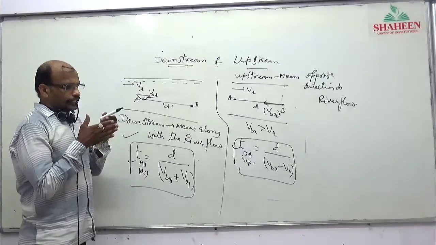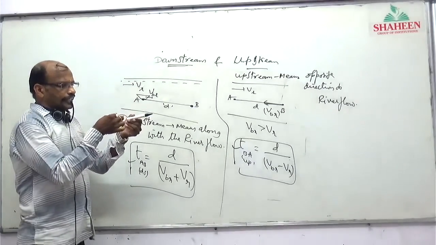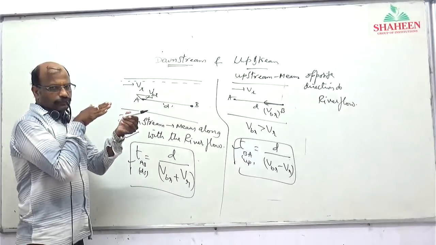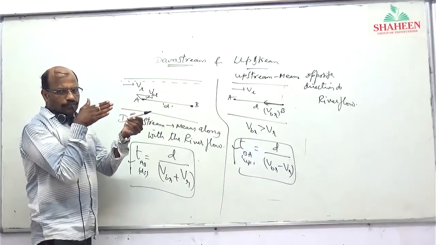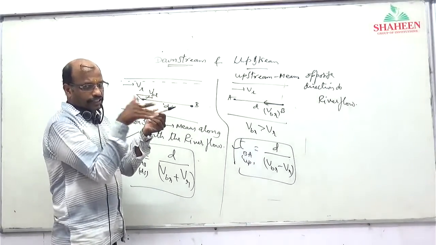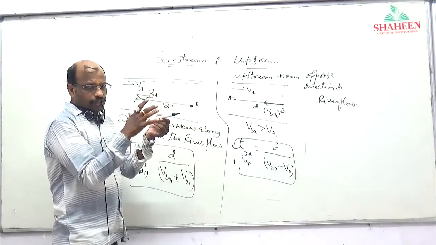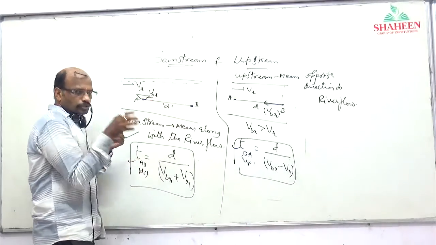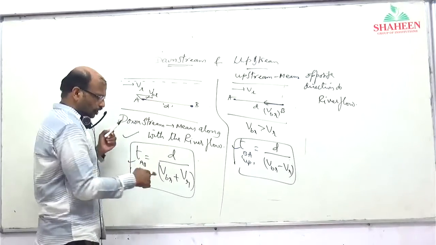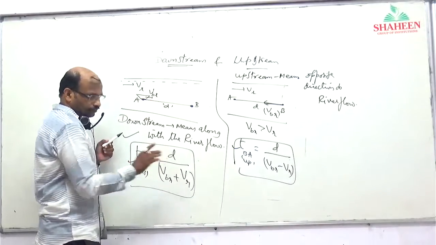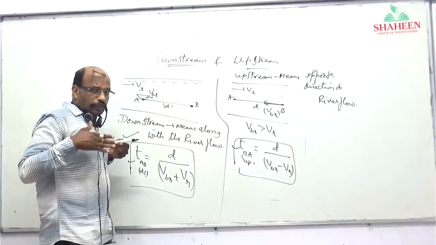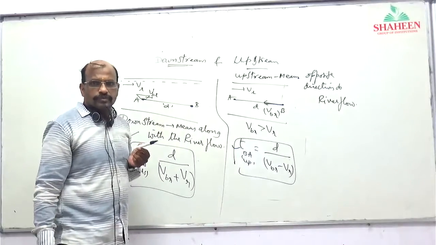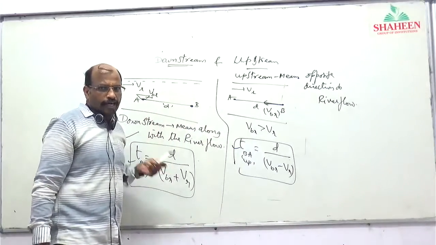Say river is flowing in this direction. 2 points I have taken, A to B, at a distance D. Velocity of boat with respect to river is also in the same direction. Then it is downstream. How much displacement is moving? A to B, D. So distance traveled by resultant velocity here is VBR plus VR. Why VBR plus VR? Because river flow is along with the direction of boat with respect to river. Is it clear? This is downstream part.